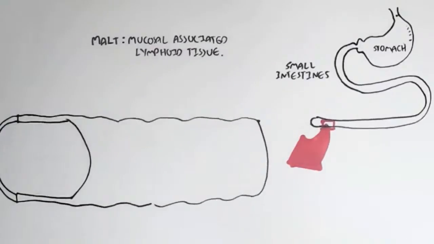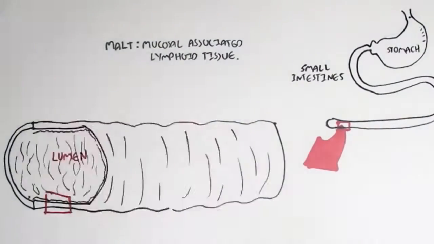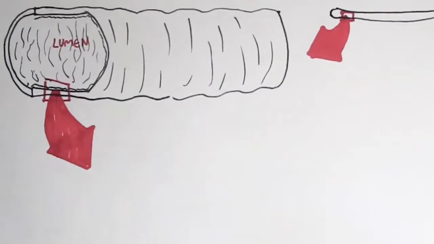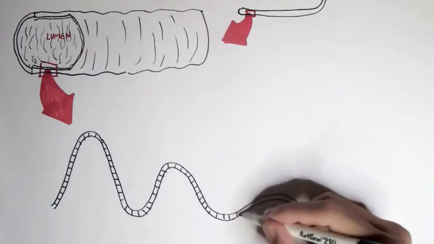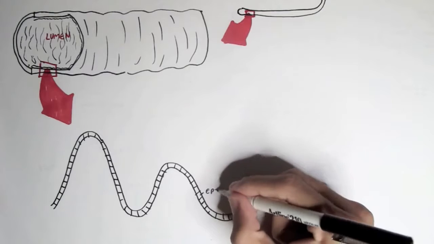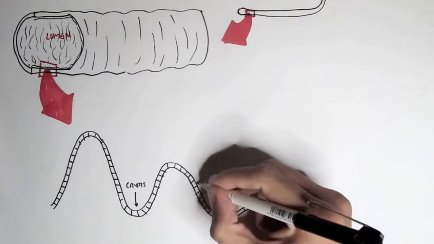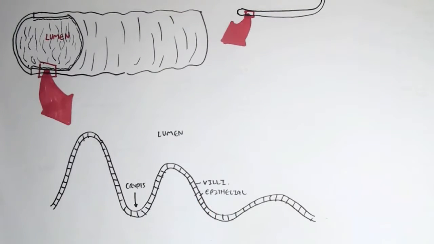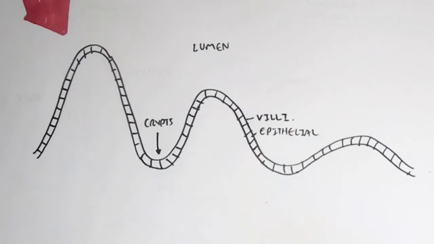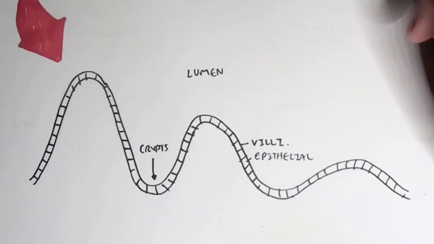Here we have the stomach and the small intestines. Let's take a section of the small intestines. Here we have the lumen of the small intestines. And let's take another section within this epithelial layer of the small intestines. So this is what we see in a very simplified form. We see the villi, we see epithelial cells containing villi and forming crypts within the small intestines. And therefore here is the lumen where the food passes through and where bacteria can pass through as well.